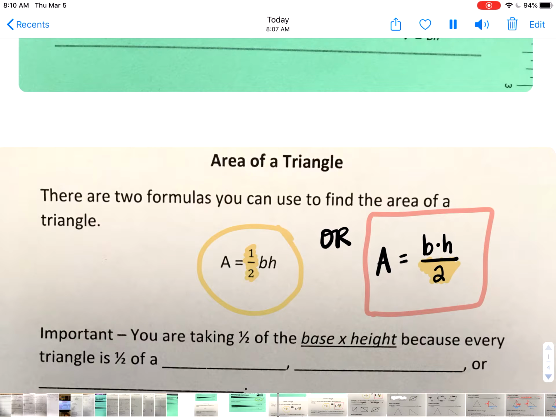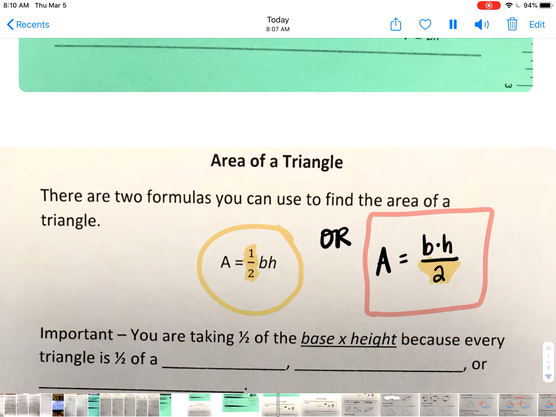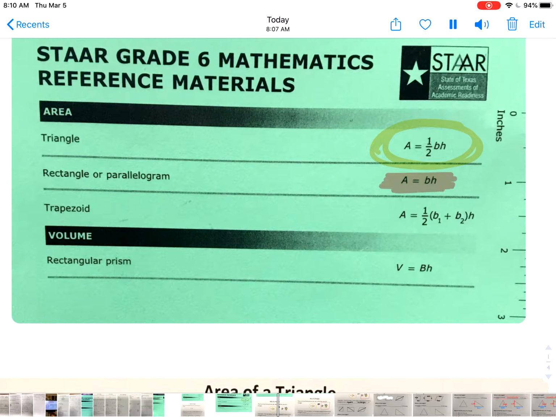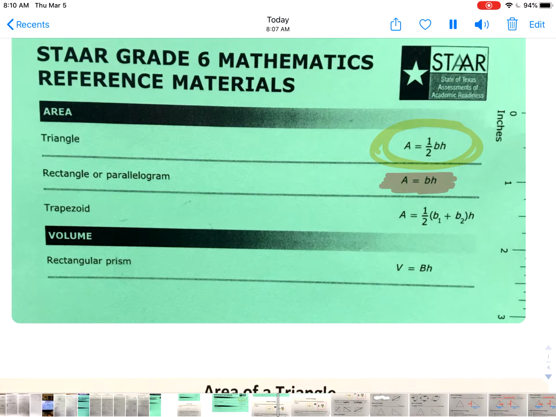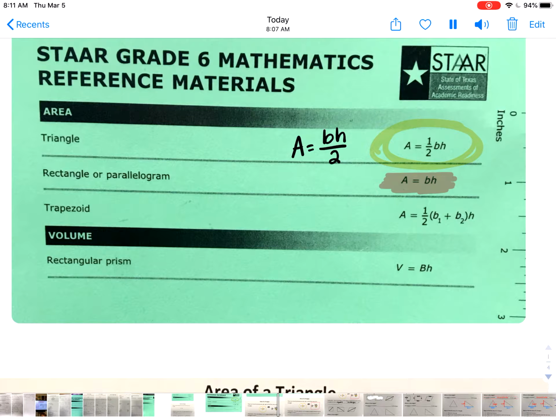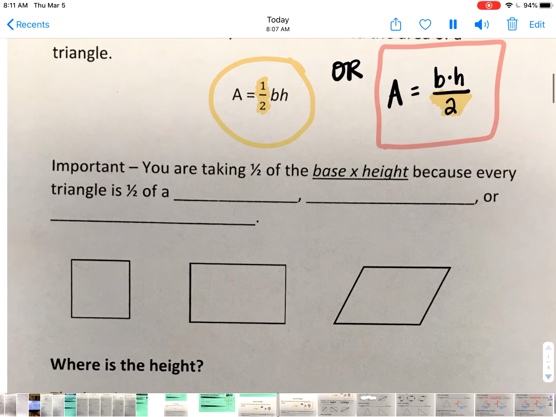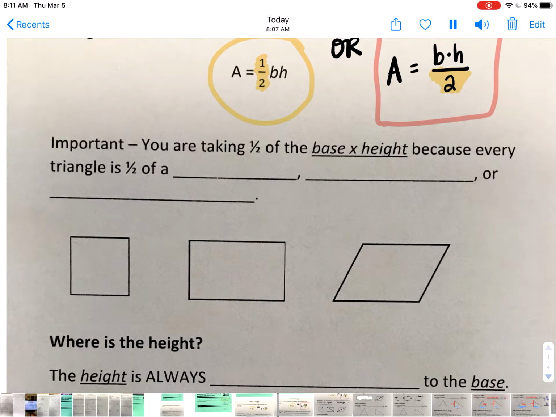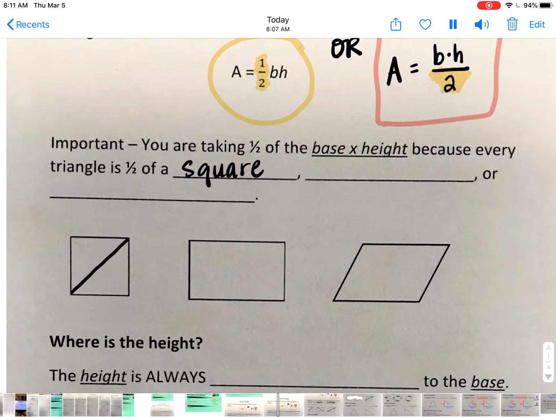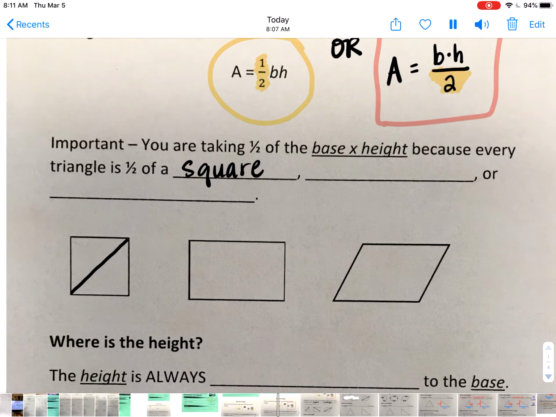And let's talk about also why are we taking half of this? Yesterday with rectangles and parallelograms and squares, all we did was area equals base times height. But now today, you're doing the same thing, area equals base times height, but then we're dividing it by 2. Why are we dividing it by 2 or multiplying by half? Why are we doing that? It's because when you are looking at a triangle, you're actually looking at half of a square. So if you divide a square in half like that, there you have 2 triangles. So a triangle is half of a square.